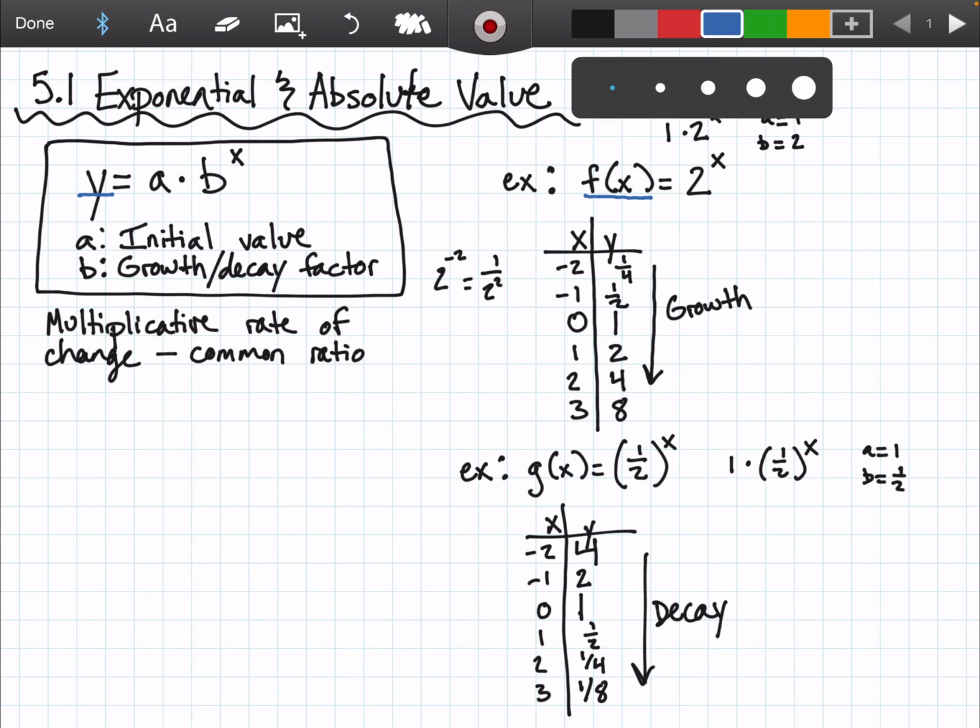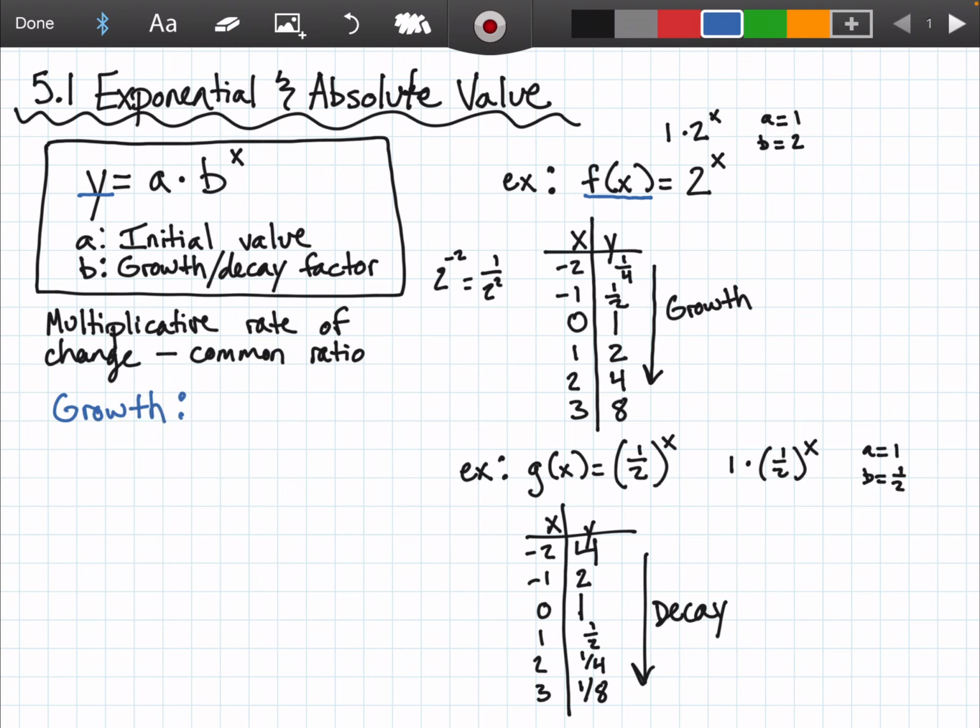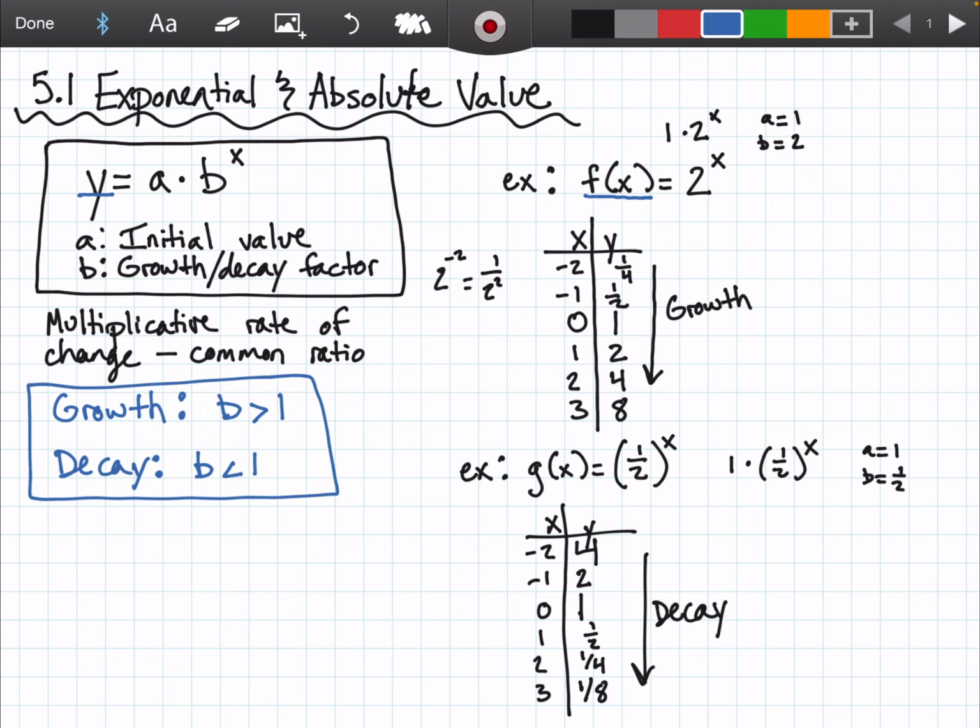So how do I know if I have growth or decay? It's all about the b value, or whatever your exponent is attached to. If it's bigger than 1, then it's growing. If it's less than 1, it's decaying. If it's 1, then that's just multiplying the initial value by 1 every time, and so that would actually not be changing at all.